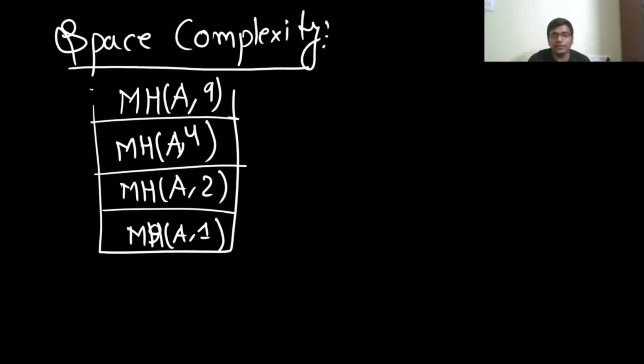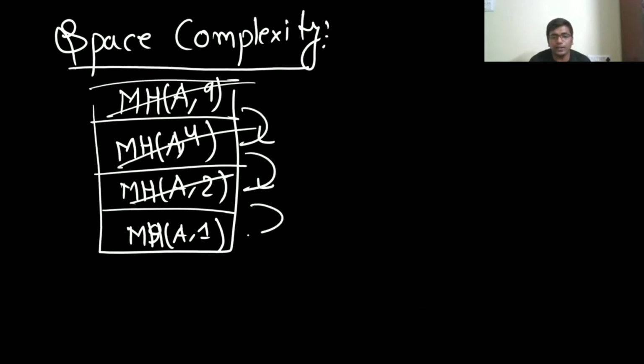So this will return here, then this will return here, then this will return here. Okay. So this way, whatever will be the maximum height of a tree, that much maximum height of the stack is required. So that is going to be log n only.